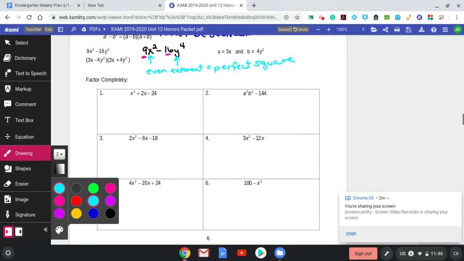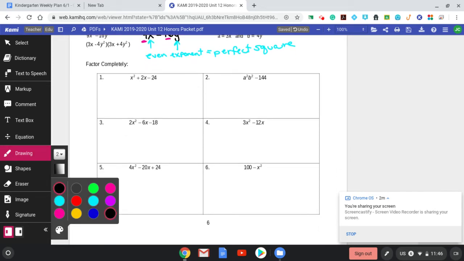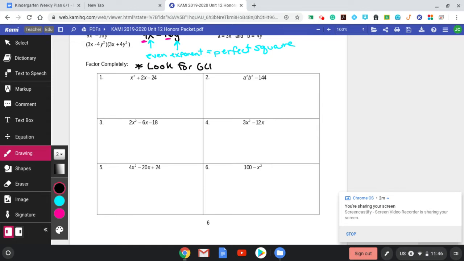All right, let's do this. Let's roll through these. Here we go. Number 1, x squared plus 2x minus 24. Always look for a GCF first. Is there a number I can take out of any of those? And in this case, I cannot. Do they all have x's in them? No, they do not. So I can't take out an x.